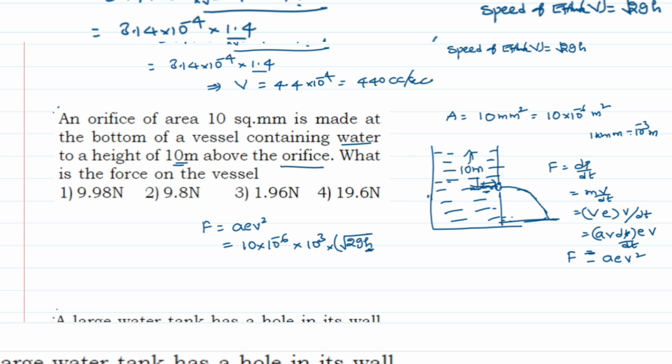Here it's v square, so the square and square root get cancelled. Then simplify. Here 10 power 4 and 10 power minus 6 becomes 10 power minus 2, into 2 into 9.8 into height, which is 10 meter. That gives 19.6 into 10 power minus 1, so this value will be 1.96 newtons. So the third one is the correct answer.